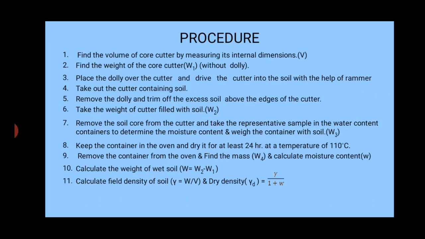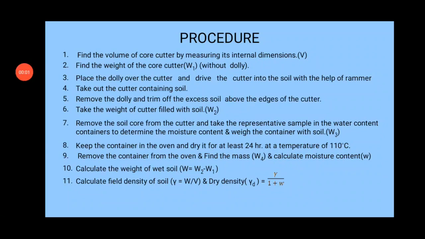Then calculate the weight of the wet or moist soil as W2 minus W1. Then calculate the field density of the soil as the weight of the total soil divided by the total volume of the soil sample. Then after calculating the field density of soil, calculate the dry density value as bulk unit weight or moist density or wet density divided by 1 plus water content.